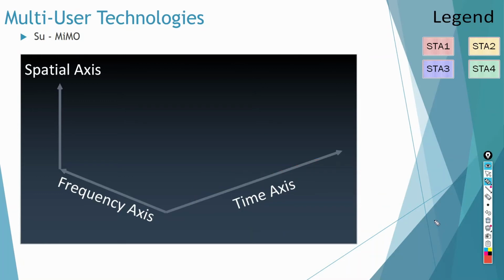Okay, now let's take this scenario. We have a wireless cell. We have 4 devices associated or connected to this access point. Each one is denoted by a color. So now we will start usually with a single user transmission. Let's see first how a single user transmission would be plotted over these axes.